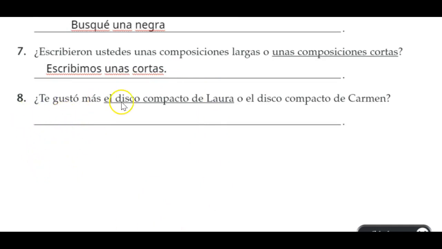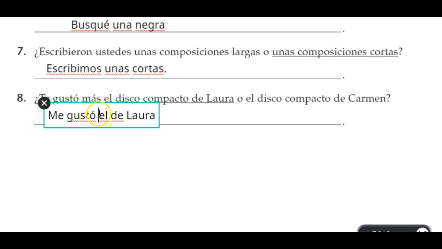Número 8. ¿Te gustó más el disco compacto de Laura? Did you like Laura's CD more? Or el disco compacto de Carmen? Did you like Laura's CD better or Carmen's CD better? So we want to say I liked, right? Me gustó, ¿verdad? Me gustó el de Laura. Or me gustó más. I liked it more. I preferred it. Me gustó más el de Laura. Laura's, the one from Laura. That's what we're saying here.